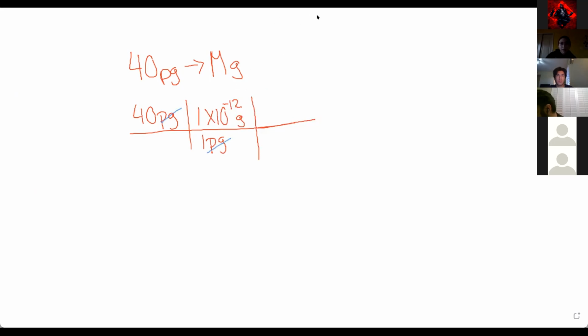What can I use to cancel out my grams? If I'm converting to megagrams, what conversion factor can I use? 1 times 10 to the 6 grams, right? And then this will be how many megagrams? 1. Yes, exactly. 1 megagram.